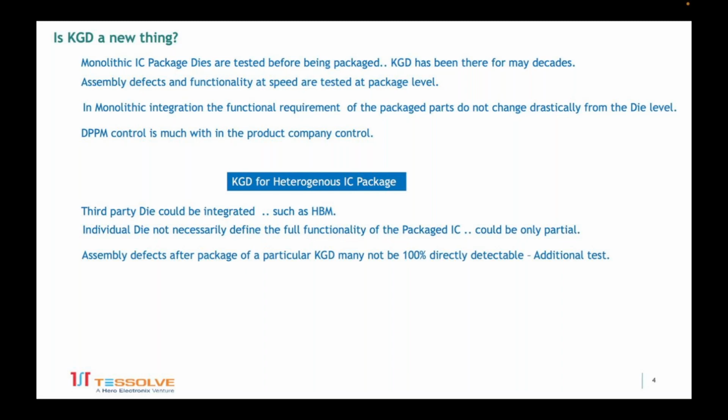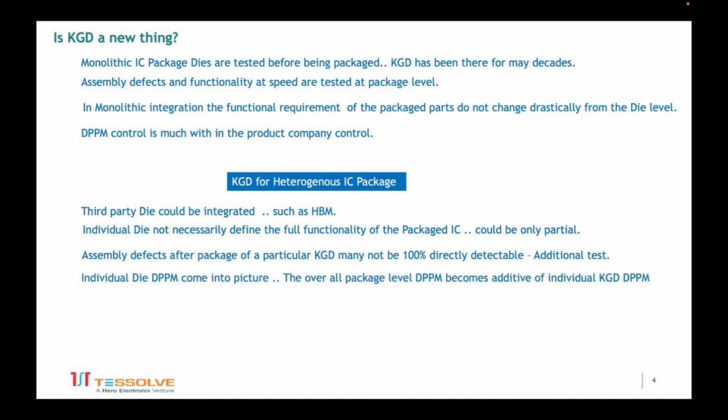And the assembly defects after packaging of a particular KGD may not be 100% directly detectable, as there may be interconnects with other dies in the package. Hence the fault coverage needs to be thought through from various angles, including the chiplet level versus the fully packaged device. That includes the DFT approach that we would take in order to address this challenge. And individual die DPPM will come into the picture.